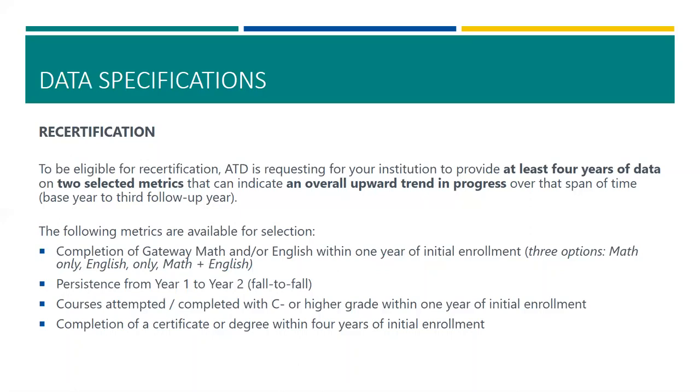Persistence from year 1 to year 2, so fall to fall persistence. Courses attempted or completed with a C- or higher grade within 1 year of initial enrollment, or completion of a certificate or degree within 4 years of initial enrollment. So again, you would pick 2 of these metrics from this list.